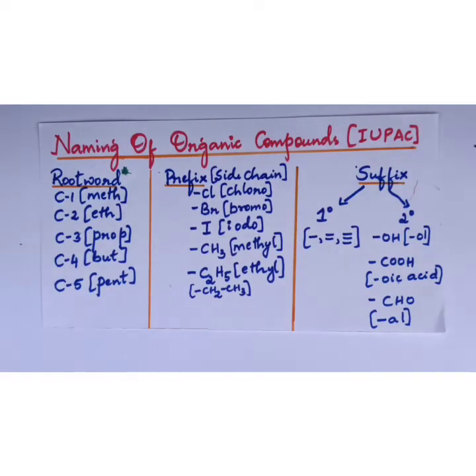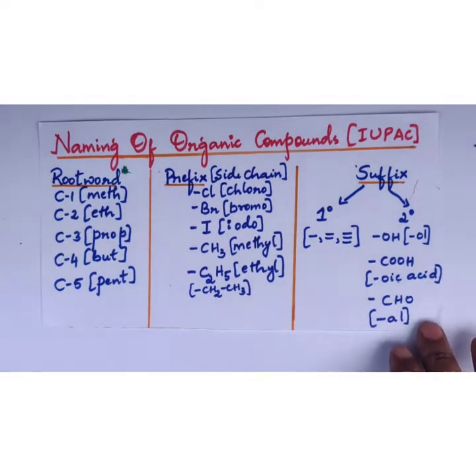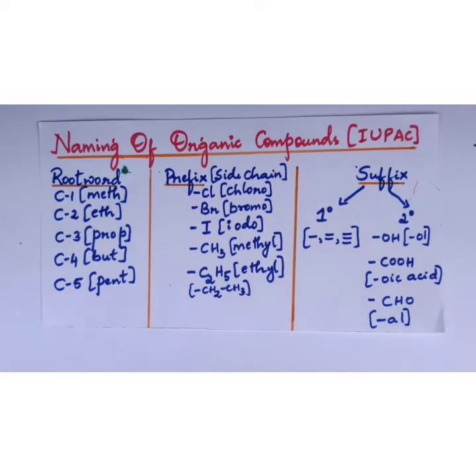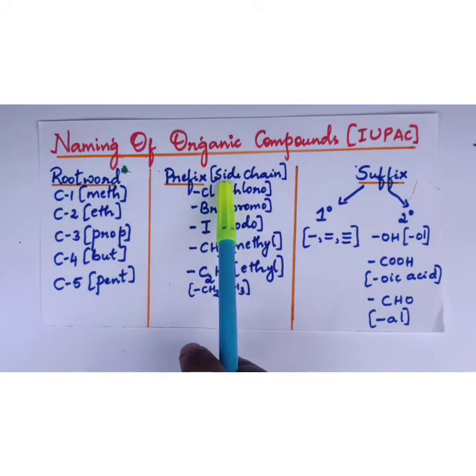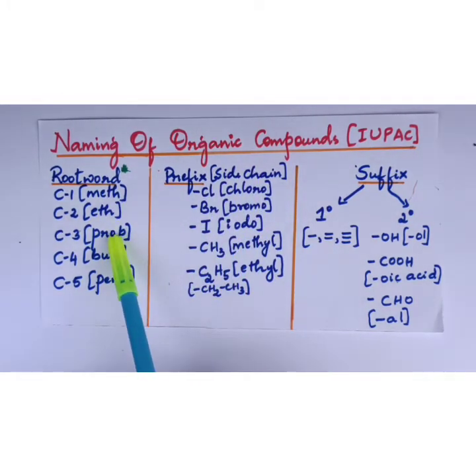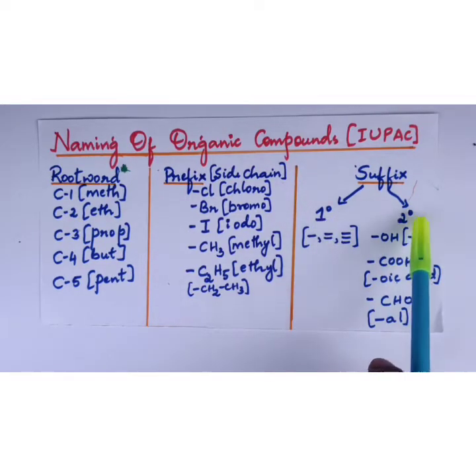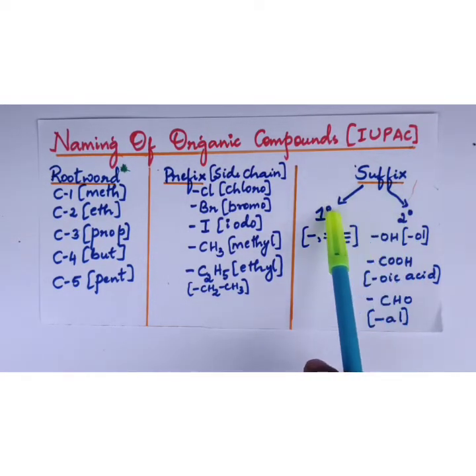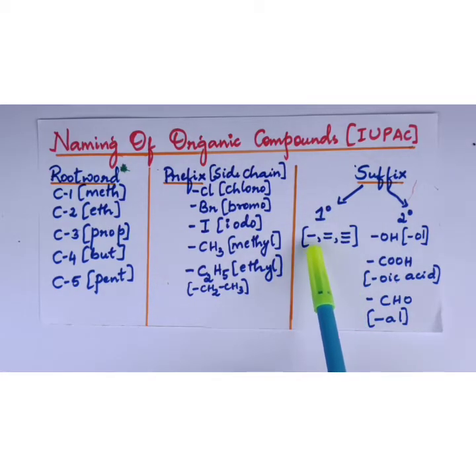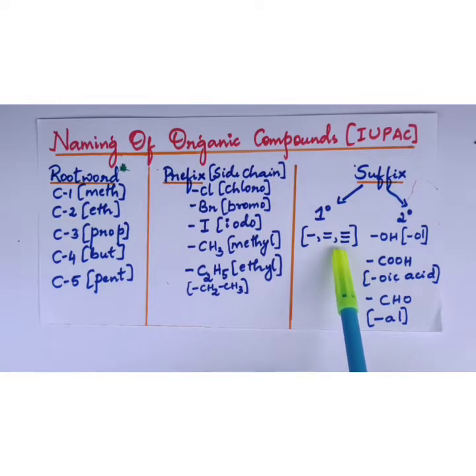In the last video, I've already started with naming of organic compounds by IUPAC method. Under that, I told you have to remember the root word. Root word is nothing but the number of carbon atoms present in the parent chain. Prefix is nothing but the side chain attached to the parent chain. And the suffix. Under suffix, you have got two kinds: one is primary suffix and the other is secondary suffix. Primary suffix is nothing but whether between the carbon atoms a single bond, double bond or triple bond is present. Secondary suffix indicates the functional group.